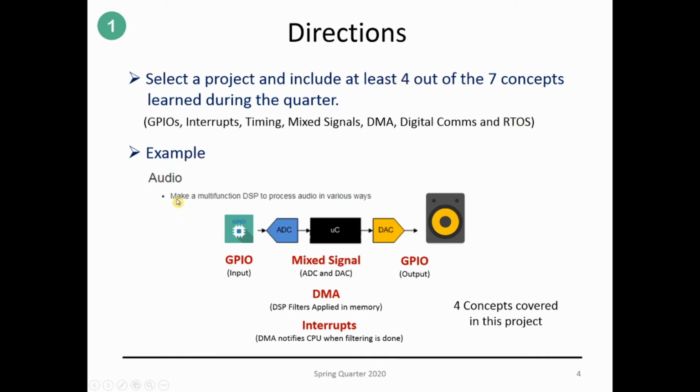As an example here, I have the audio, which is to make DSP process audio. Notice here that I'm applying GPIO, input and output, which counts as 1. Mixed signal, because I have ADCs and DACs, counts as 2. And then I'm going to implement the filters using direct memory access, so that's my 3rd. And I have interrupts, so that the DMA notifies the CPU that the filtering is done, and that's my 4th. So notice that this project covers 4 concepts out of 7. So you do something similar to this.